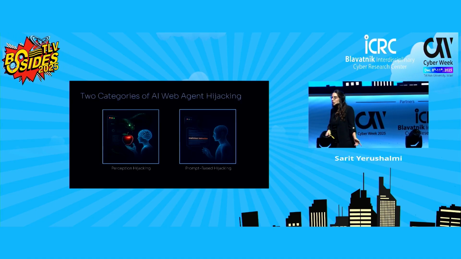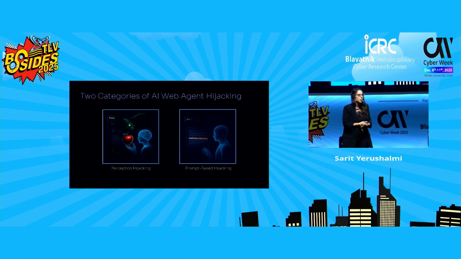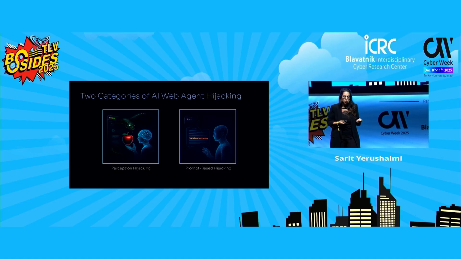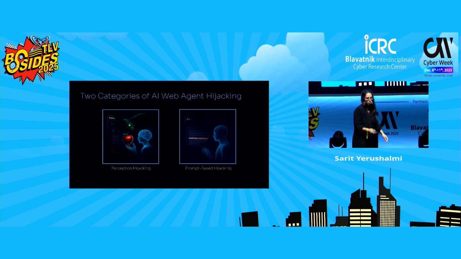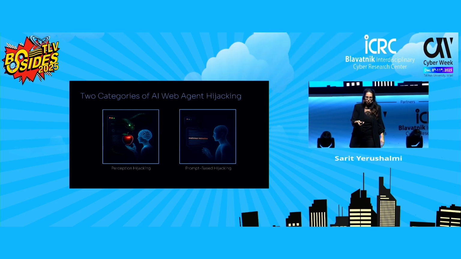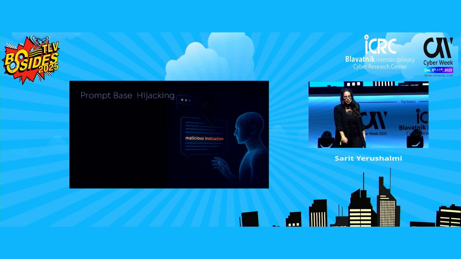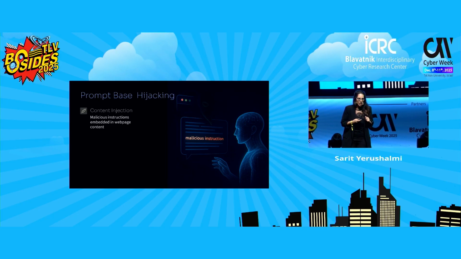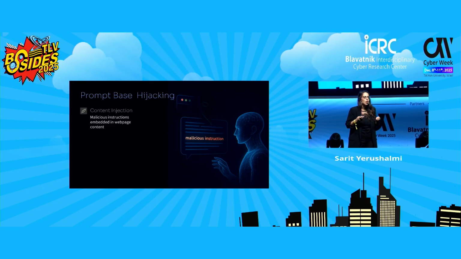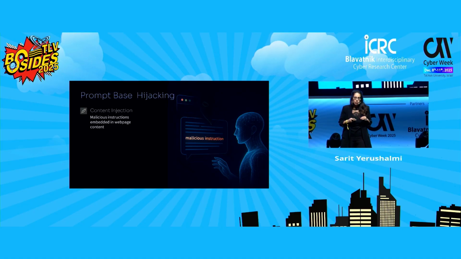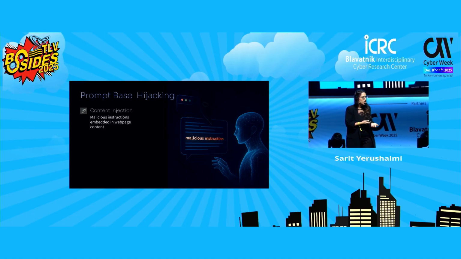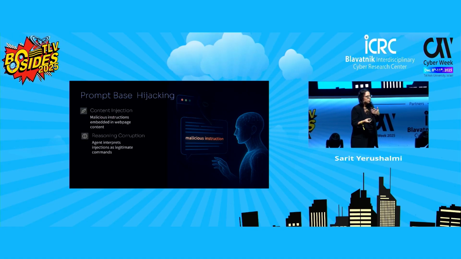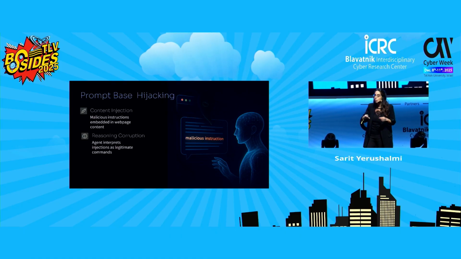Now that we saw how an attacker can fool the agent's eyes, what happens if they go deeper and start tampering with its thoughts? And this brings us to prompt-based hijacking. Prompt-based hijacking targets the mind of the agent, its reasoning loop. In this attack, malicious instructions are injected inside the content of the web page that the agent reads. And the contents can be hidden in the HTML, in comments, in buttons.